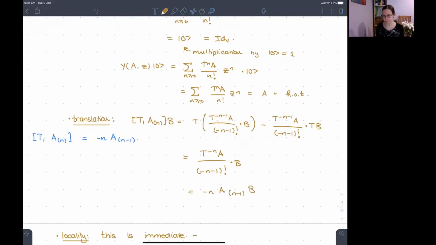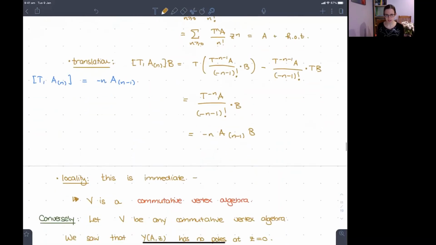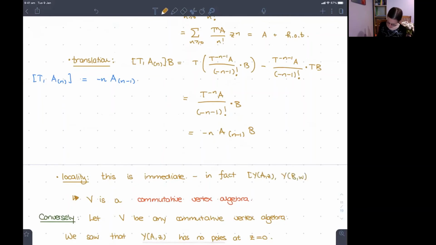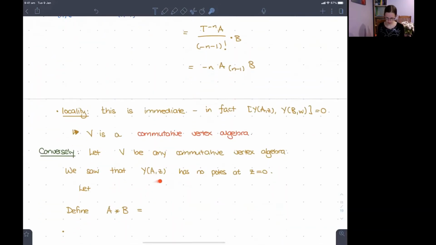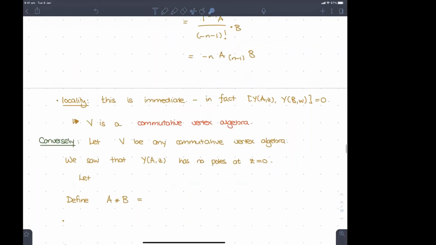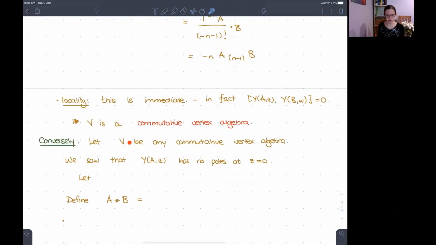Okay. And the locality axiom is actually immediate from the commutativity. So in fact, we have the stronger condition that we said was too strong in general. So you can show this easily. And when this holds, we say that V is a commutative vertex algebra. And conversely, for any commutative vertex algebra, we saw that we have no poles at z. And so the claim is that we can make V into a commutative algebra with derivation.